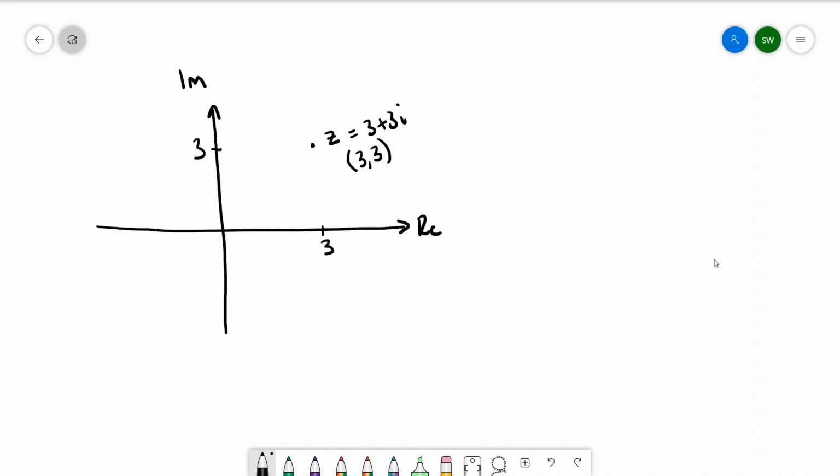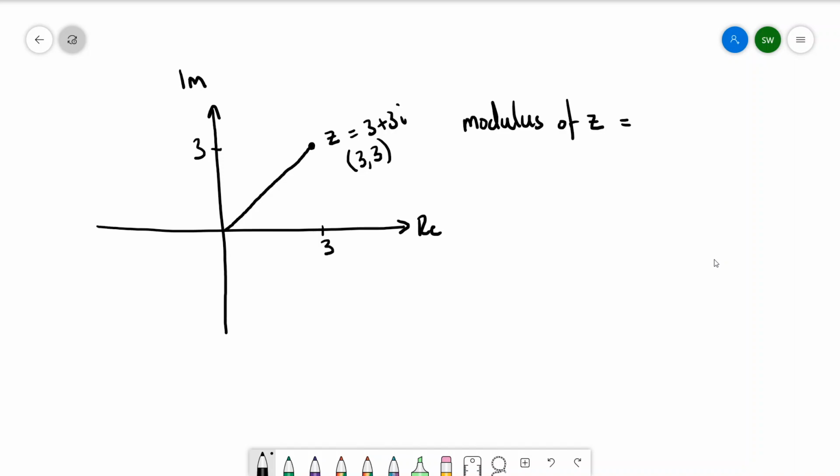Another way of describing this complex number is to use something called the modulus and the argument. So in order to describe how to get to this point, we're going to give two pieces of information. The first piece of information is the modulus. The modulus of z is how far away is z from the origin.